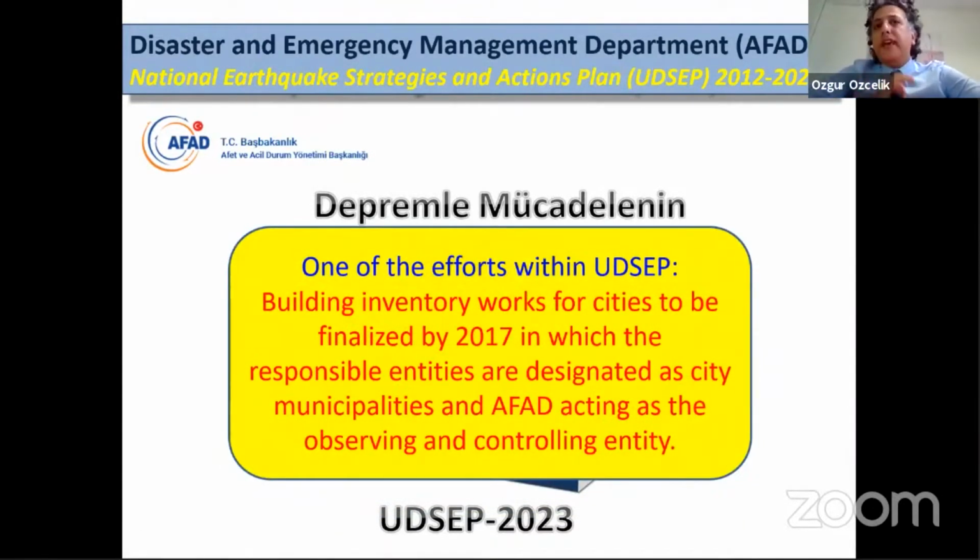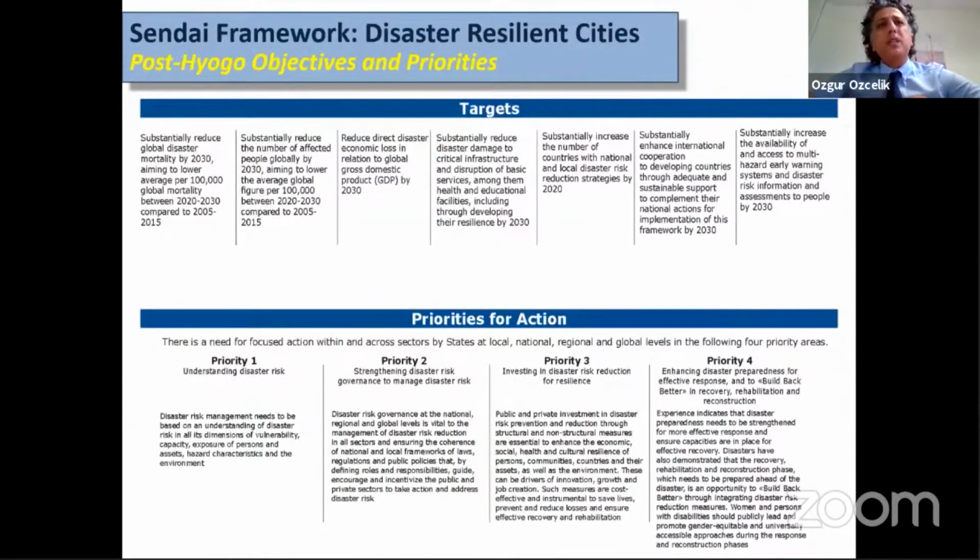document. And one of the efforts within this document was building inventory works for cities to be finalized by 2017, in which the responsible entities are designated as city municipalities, and Afad acting as the observing and controlling entity. So building inventory work for major cities in Turkey was obligatory to finish by 2017.